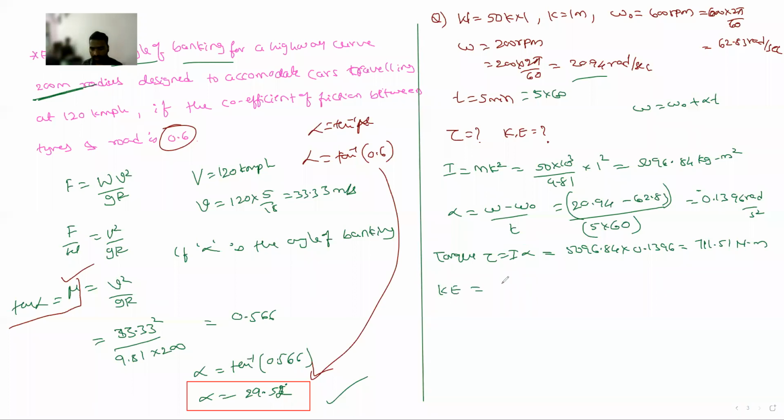Then kinetic energy. What is the formula for kinetic energy? Half m v square. In terms of angular velocity, half I omega square. That is half I into omega naught square minus omega square, that is initial kinetic energy minus final kinetic energy. To calculate this, half into 5096.84 into omega naught, the initial velocity, 62.83 square minus final 20.94 square. So what is the answer? 801.9 Newton meter.